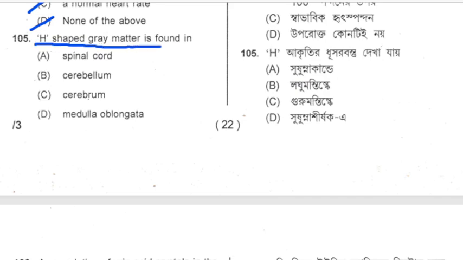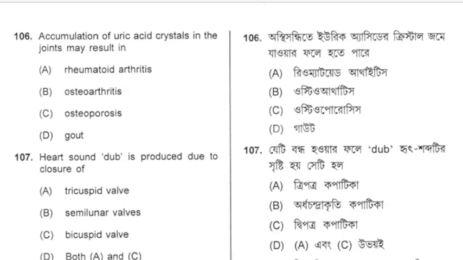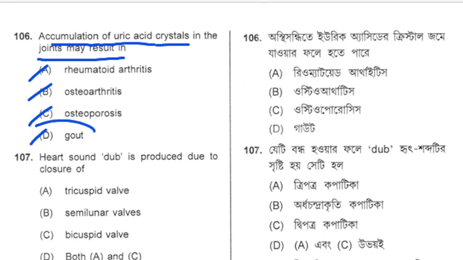H-shaped gray matter is found in spinal cord, cerebellum, cerebrum, medulla oblongata. The H-shaped gray matter is found in the spinal cord. Accumulation of uric acid crystals in the joints may result in rheumatoid arthritis, osteoarthritis, osteoporosis, or gout. So accumulation of uric acid crystals in the joints may lead to the gout condition.